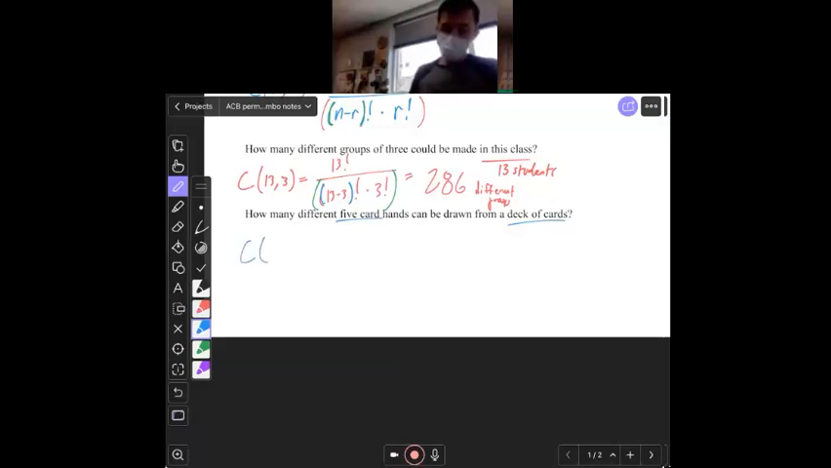But how many cards are in a deck of cards? 52. Okay. So there's 52 cards. You have 52 things, you're choosing 5. So how many combinations is that? How many different 5-card hands are in a deck, just drawn randomly?